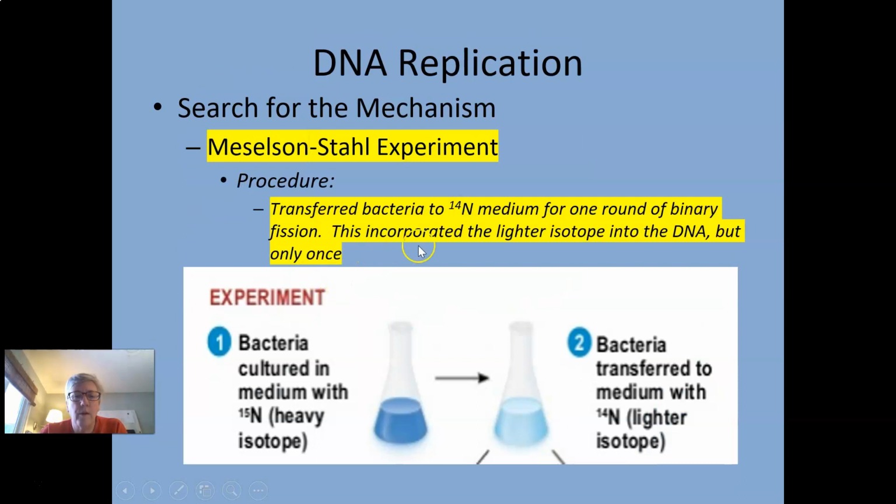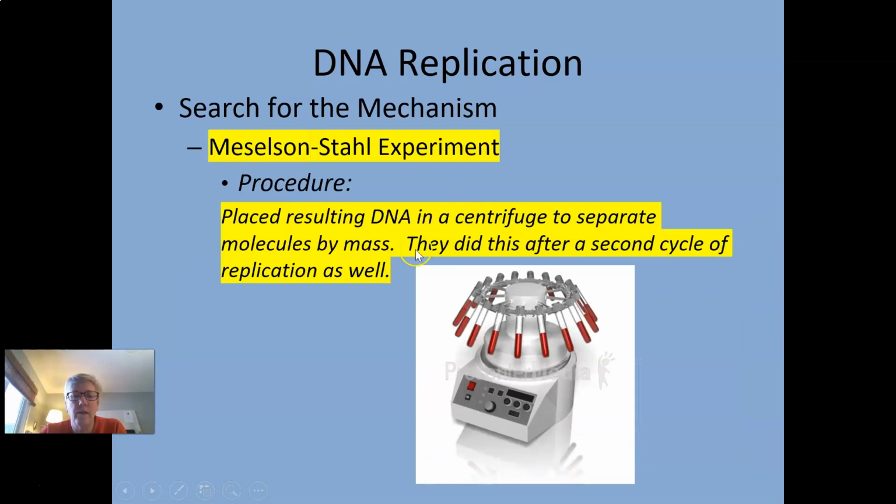Okay, so they grew the bacteria in the heavy nitrogen. And then after one round, they transferred it into normal media containing normal N14 nitrogen. Okay, so that put the lighter isotope into DNA, but only for one round. Okay, and then they spun it.